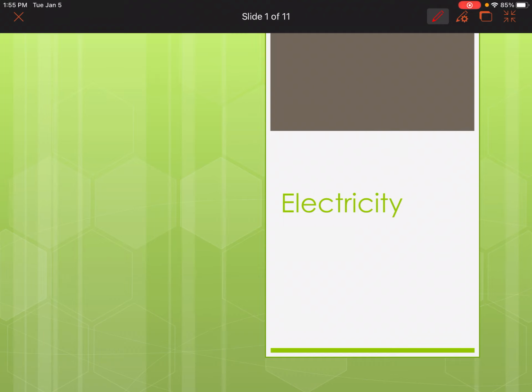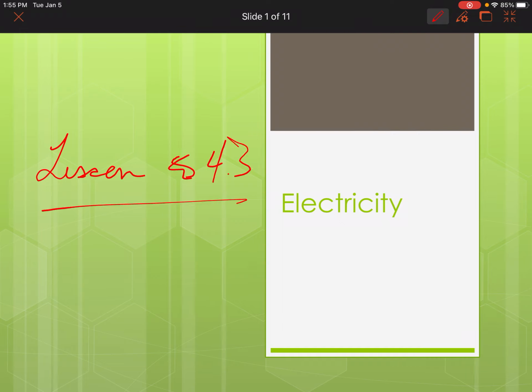Hi grade 9s. Today we're going to go over insulators and conductors and methods of charging. We've already talked a little bit about insulators and conductors, but we're going to talk about it a little more thoroughly here. So this will be lesson 4.3. You're going to need to copy down these notes in your notebook, the package of notes I gave you. This is the electricity one, and I think it's labeled as lesson 4.3 for you.